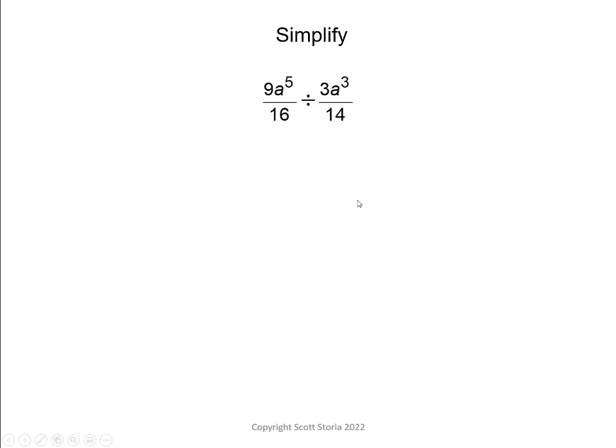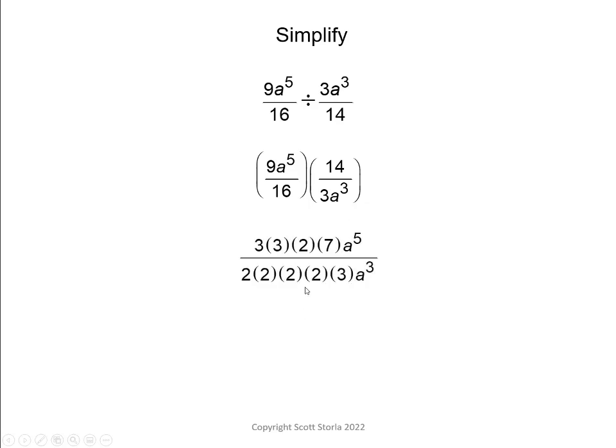How about this one? Well, the reciprocal of the denominator is going to be 14 over 3a cubed. And now I'm going to multiply the numerators and then the denominators together. This will be 3 times 3 times 2 times 7 times a to the 5th. And this is 4 factors of 2 and a factor of 3 and an a cubed. Now I'll start reducing common factors. There's a couple of 3's and a couple of 2's. And that's going to leave a 21 over 8. And then once I reduce my 3 factors of a from a to the 5th, I'll be left with a squared.